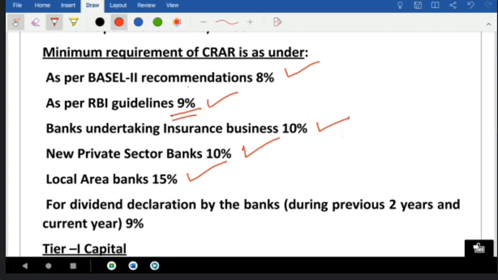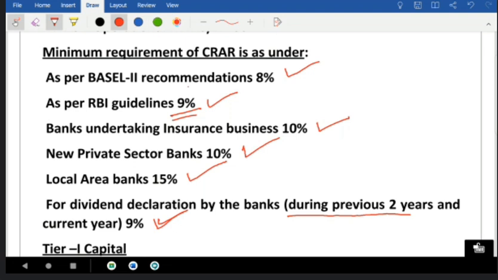Okay, for dividend declaration by the bank during the previous 2 years and current year, 9%. So for dividend declaration during the 2 previous years and the current year, they have to maintain 9%. So this distinction is there. You cannot declare dividend before you keep the 9% aside.